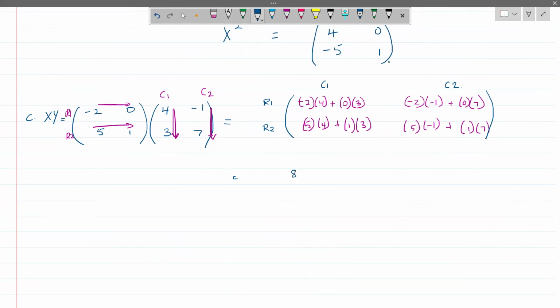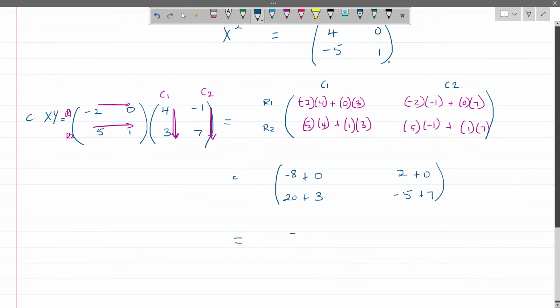-2 by 4 is going to give me -8. 0 by 3 is going to give me 0. -2 by -1 is going to give me +2. 0 by 7 will give me 0. 5 by 4 will give me 20 plus 3. 5 by -1 will give me -5 plus 7. That's -8, 23, 2, and 2. And that's my values for xy. Yeah?